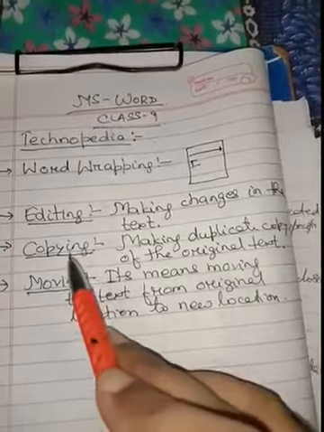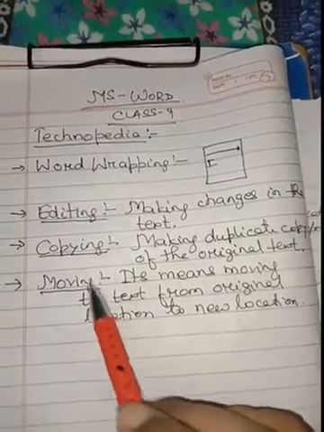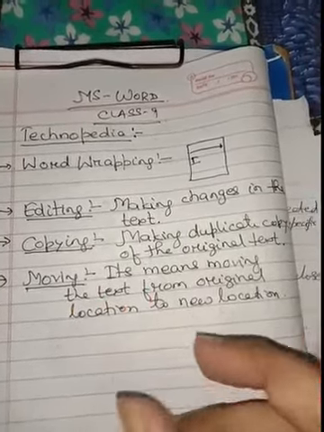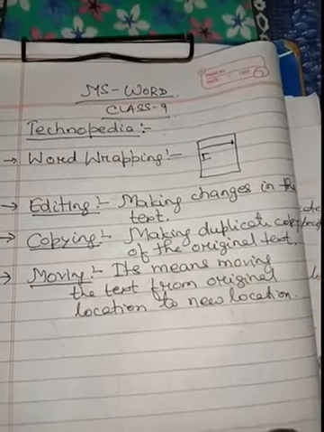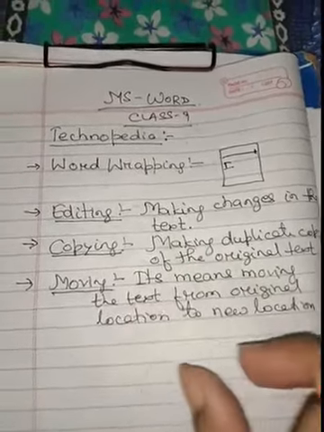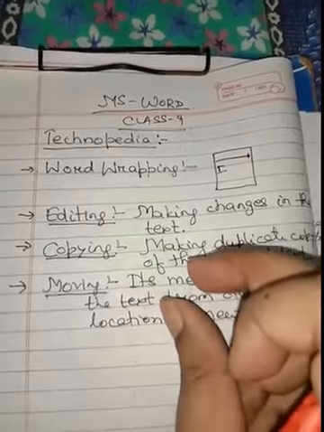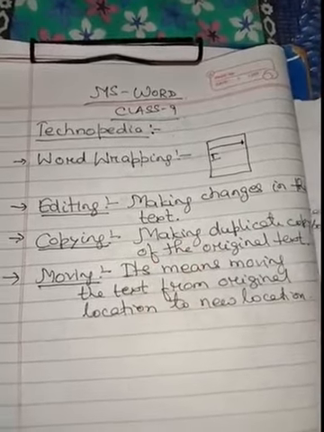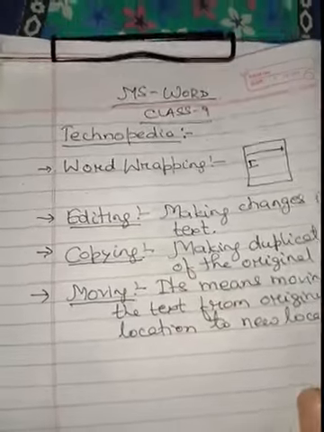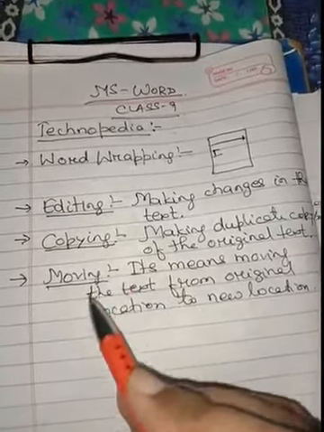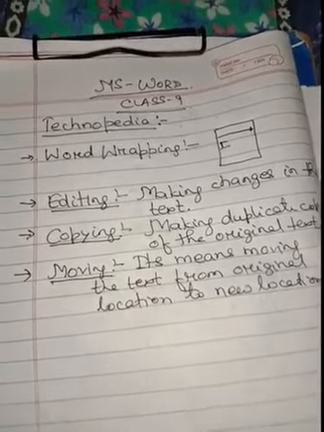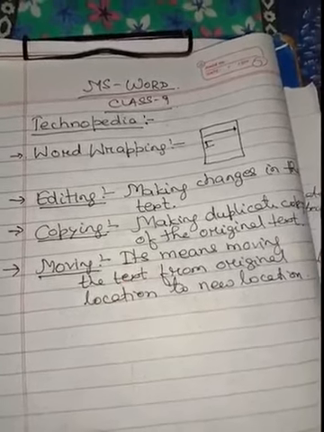The difference between copying and moving is that in copying the text continues to remain in the original area and a duplicate copy of it is created, while in moving the original text is moved from its original location to a new location. And for both copying and moving, we can copy or cut the option, and then we have to use the paste option to bring the text to a new location.